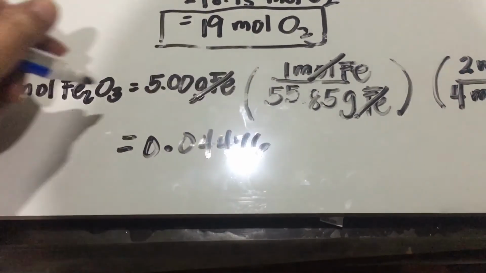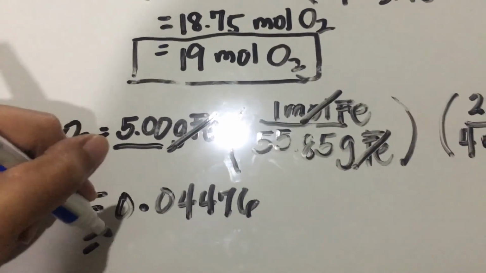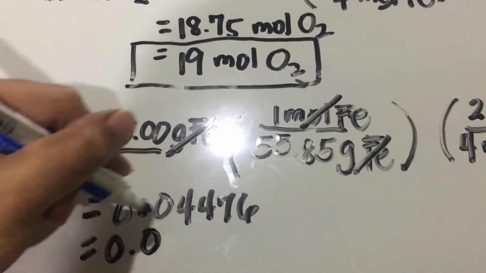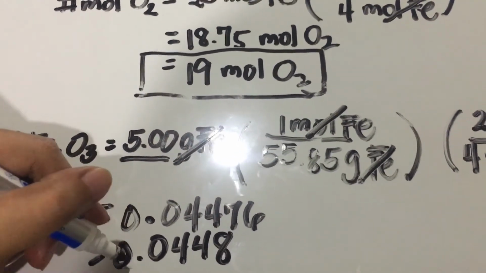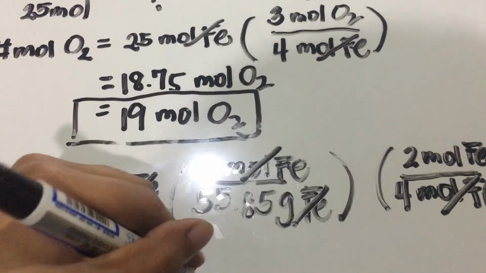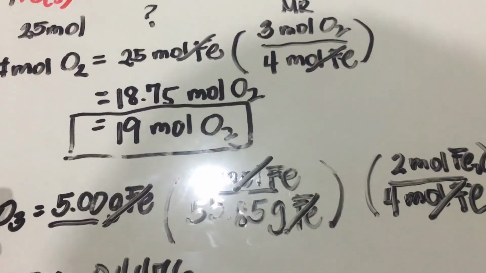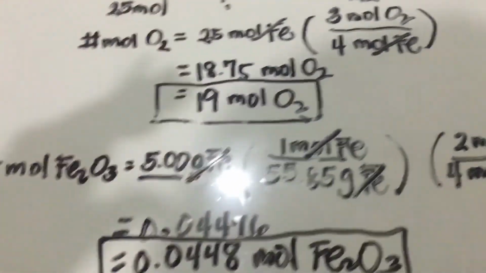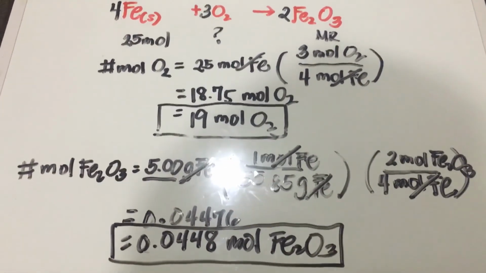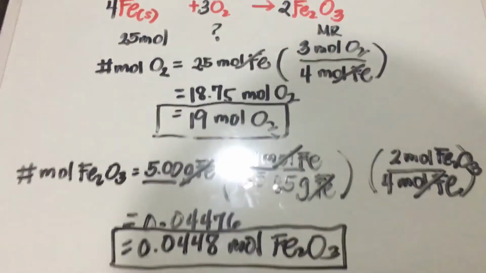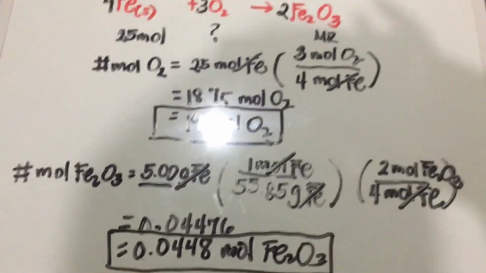And then if you have it here, you end up with 0.04476 something. And then since you have 3 significant figures in your given, it follows that your final answer must have 3 SFs also. So 0.0448. The preceding zeros are not significant. And this is moles of Fe2O3. Alright? There. So that's the whole solution for this item. I hope it will be clear. Let's try to get rid of the light. Okay, there.